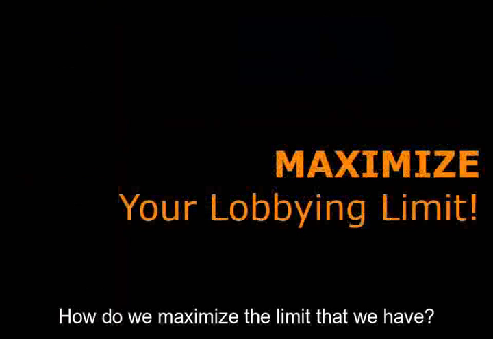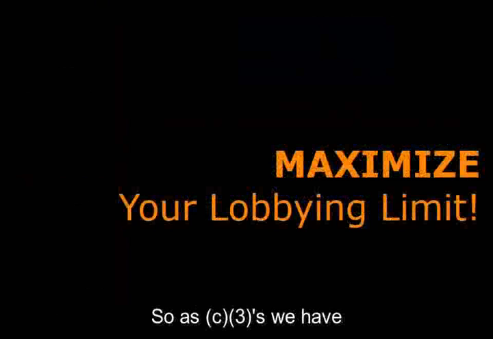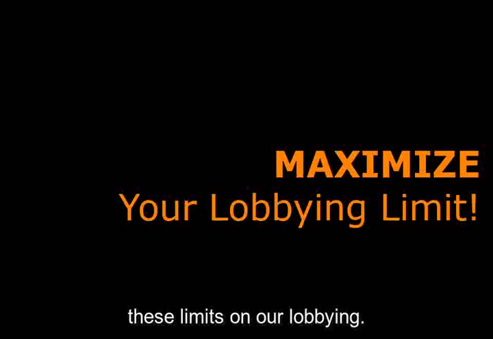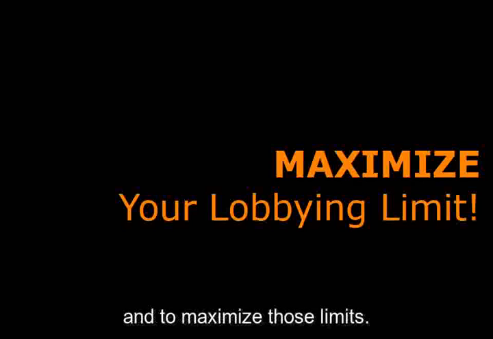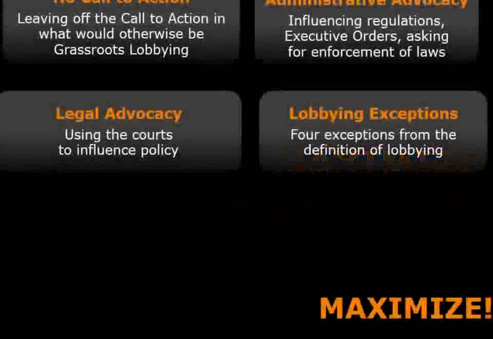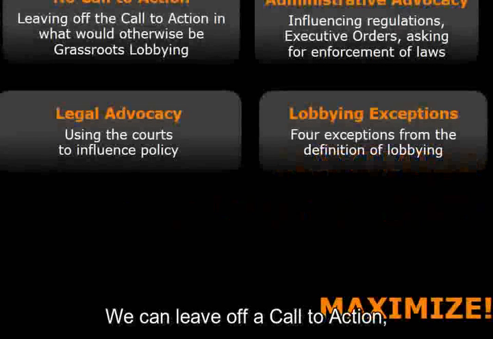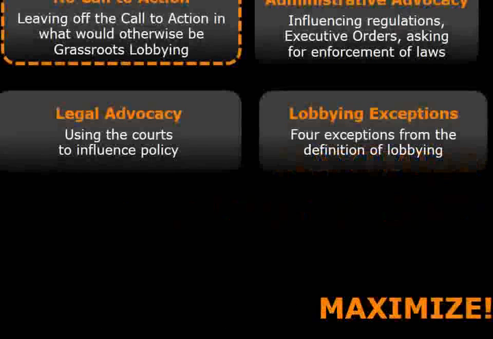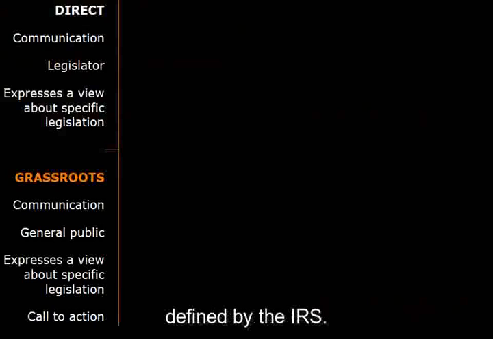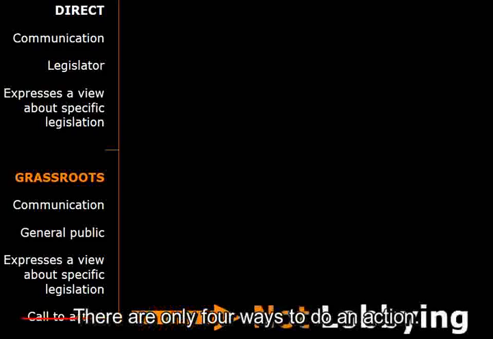How do we maximize the limits that we have? So, as C3s, we have these limits on our lobbying, but there are ways to engage and to maximize those limits. So here's the first way. We can leave off a call to action on something that would otherwise be grassroots lobbying. So remember I mentioned before that if there's no call to action, it's not grassroots lobbying. And a call to action is very narrowly defined by the IRS. It's a very narrow definition. There are only 4 ways to do it.